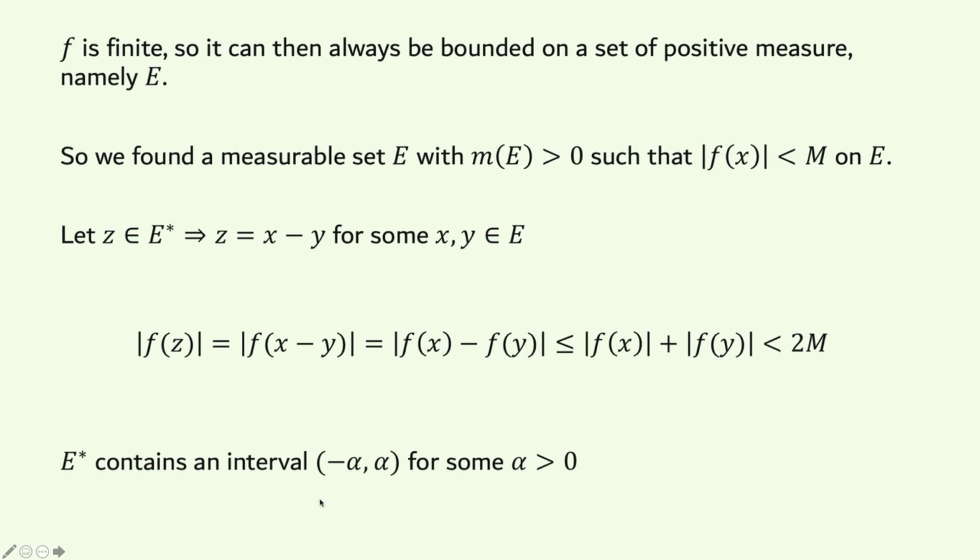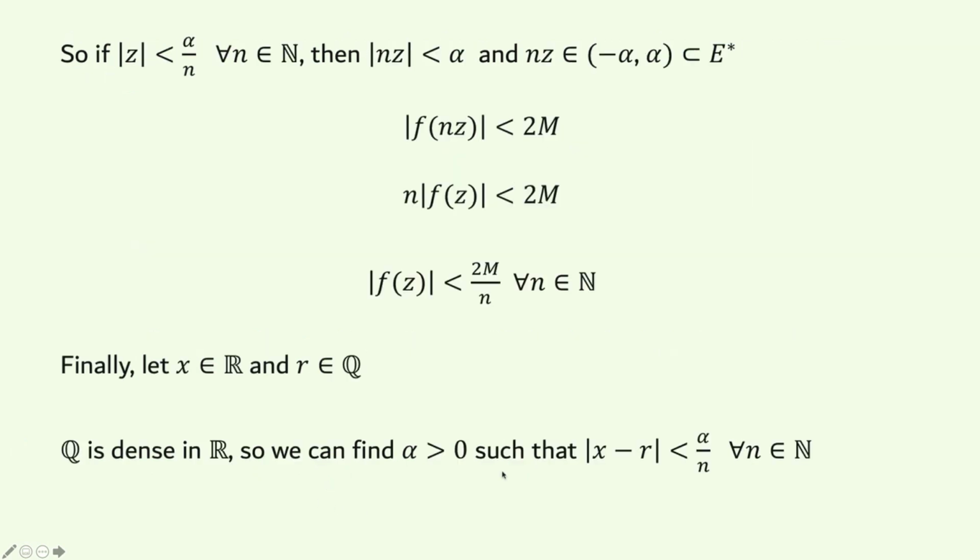But we know that E star contains an interval minus alpha to alpha, for some alpha greater than 0. And because z is in E star, we can make the modulus of z strictly smaller than alpha over n. And this is always going to be strictly smaller than alpha, because n is a natural number here. And so we know that z will always be in E star. So multiplying both sides by n, we know that the modulus of n times z is strictly smaller than alpha. And so nz is part of minus alpha to alpha, which is a subset of E star. And so nz is in E star. And so we know that the modulus of f of nz has to be strictly smaller than 2m by what we just showed.